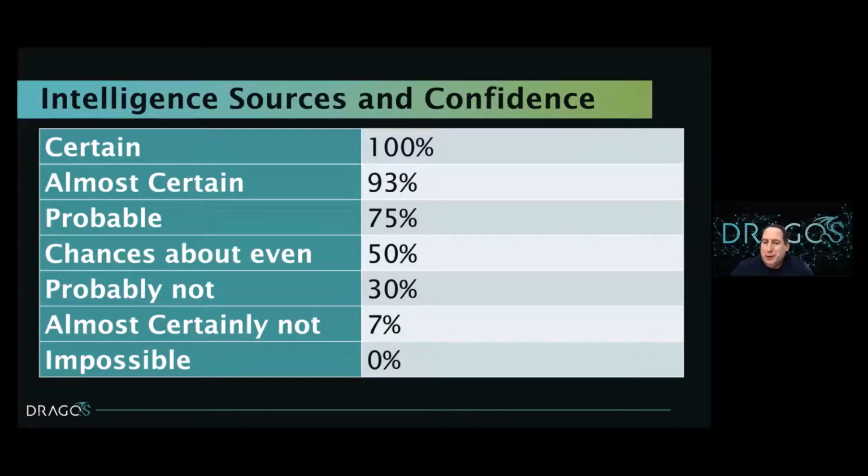Strangely, it's actually interesting. It's very interesting because you don't usually hear "chances are about even" or "probably not." And it's important to note that we're talking about intelligence sources and confidence. We're not talking about what's referred to sometimes as low, moderate, high confidence.